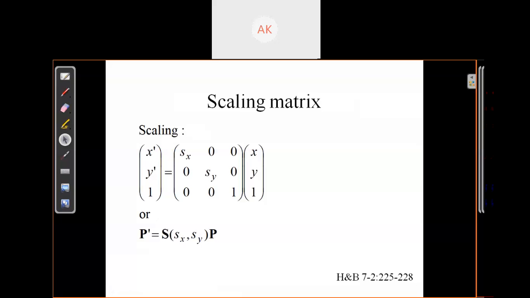Okay, so the next topic is composite transformation. In the composite transformation, there is a sequence of transformations. The sequence may be translation plus translation, translation plus rotation, translation plus scaling, or scaling plus rotation. Any kind of possible sequence you have to follow for composite transformation.